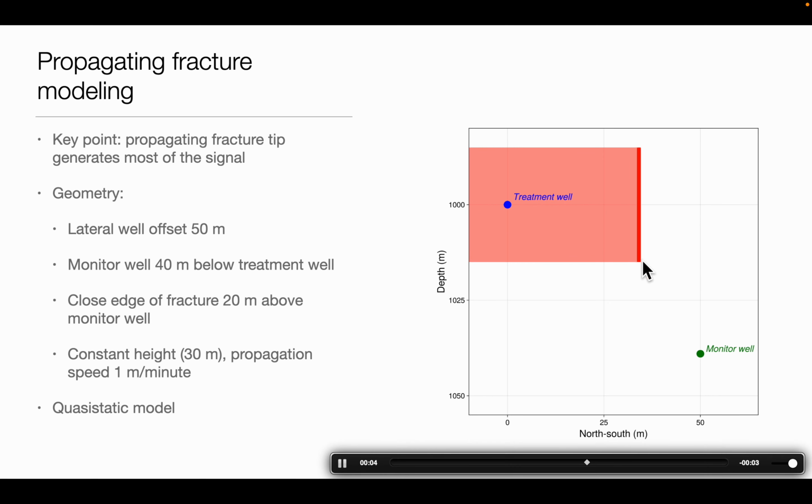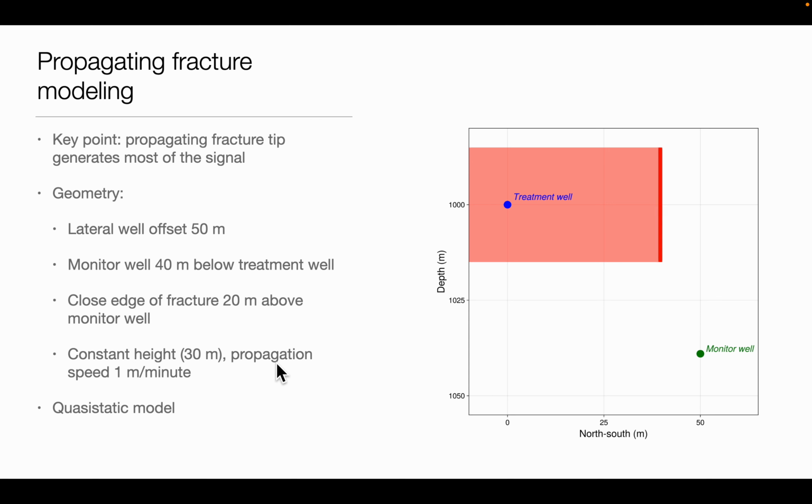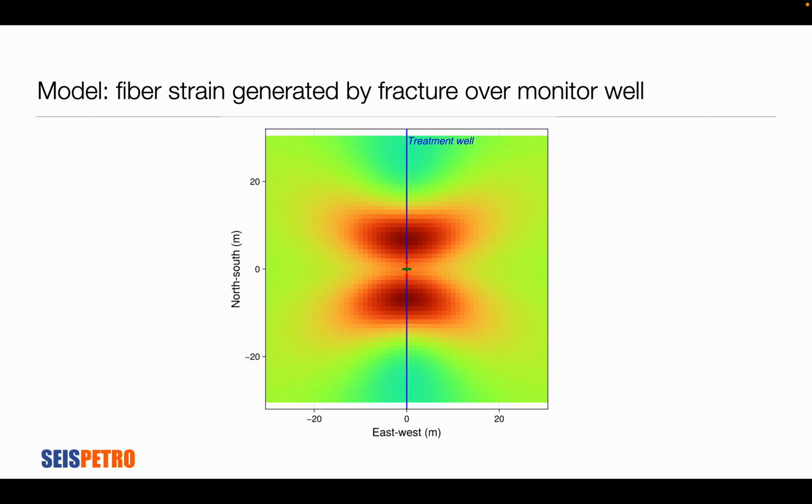When the fracture passes over the monitor well, the bottom edge will be 20 meters above the monitor, and the fracture propagation speed will be a constant 1 meter per minute, and its height will also be a constant 30 meters. And again, we'll be applying the same quasi-static modeling approach used in the last tutorial video.